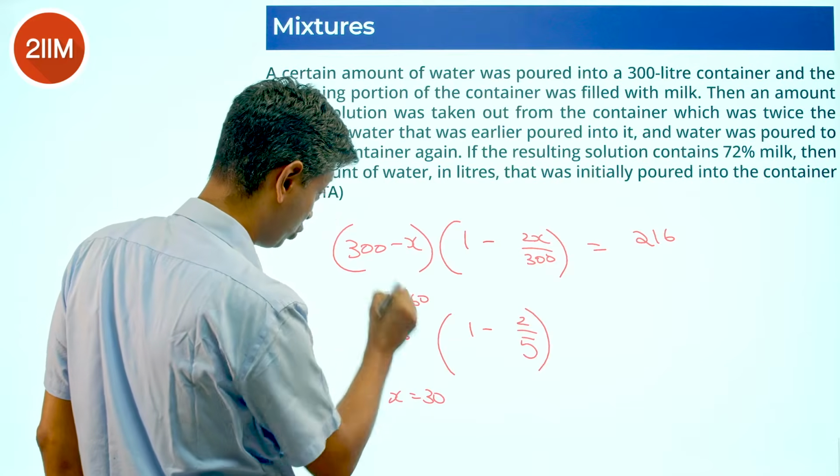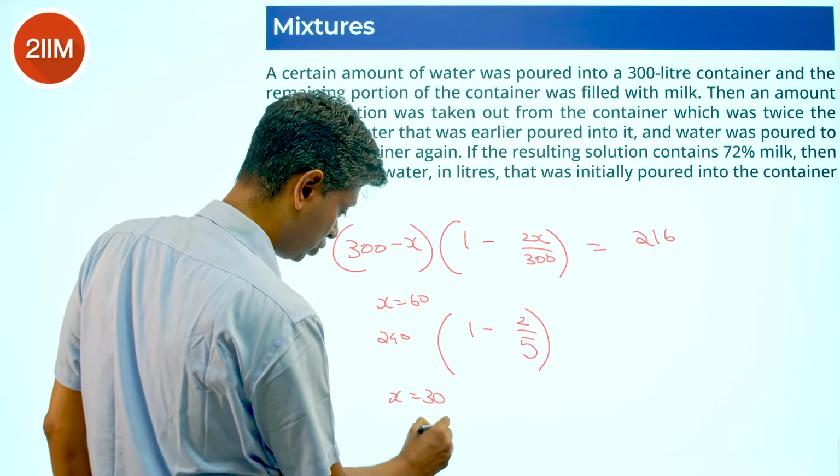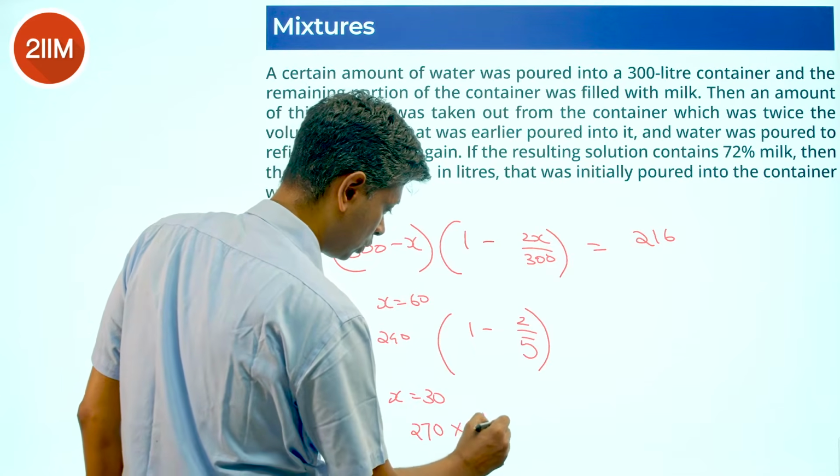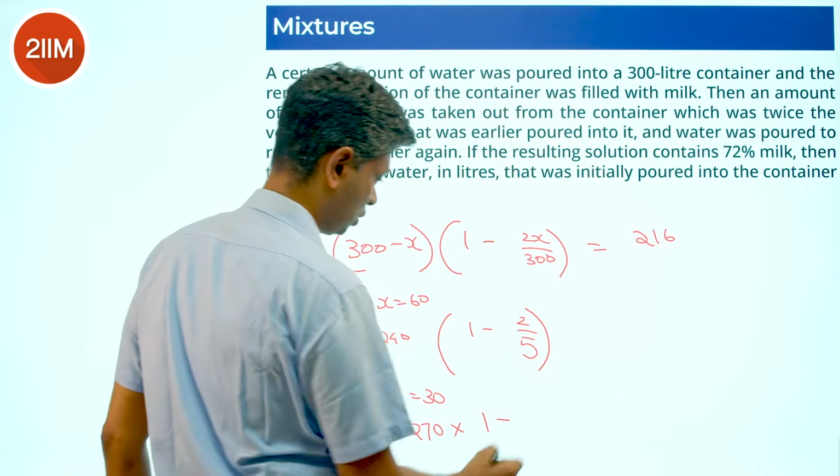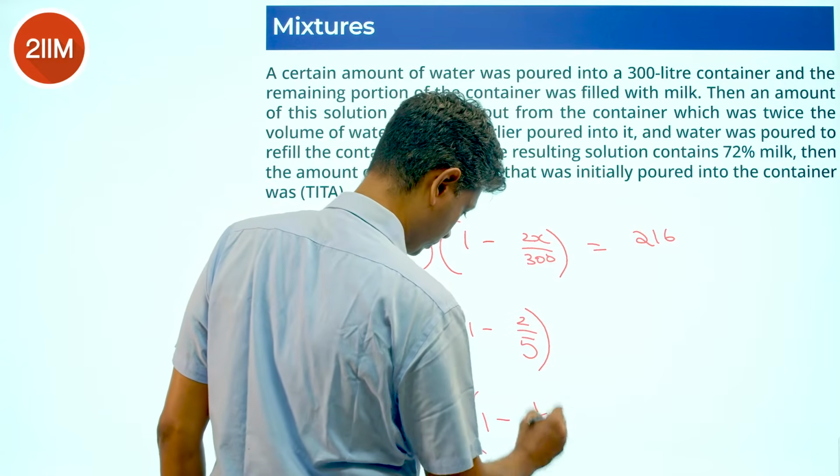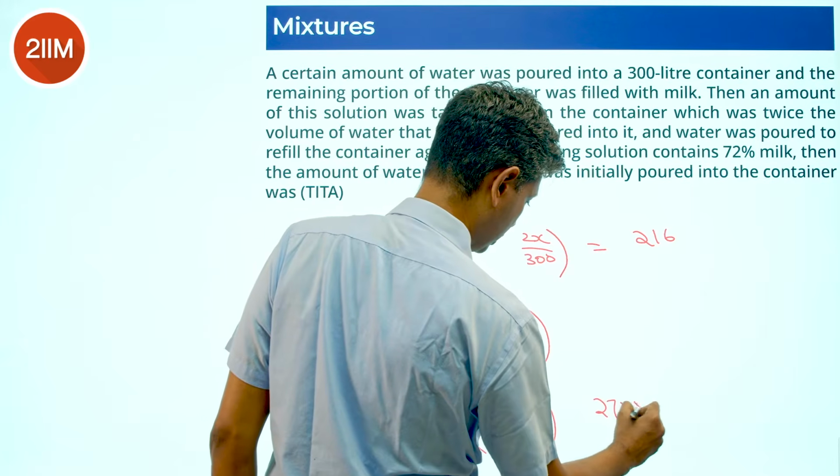I really like 30 because it's become 270. 270 into 1 minus 1 by 5. 270 into 4 by 5.